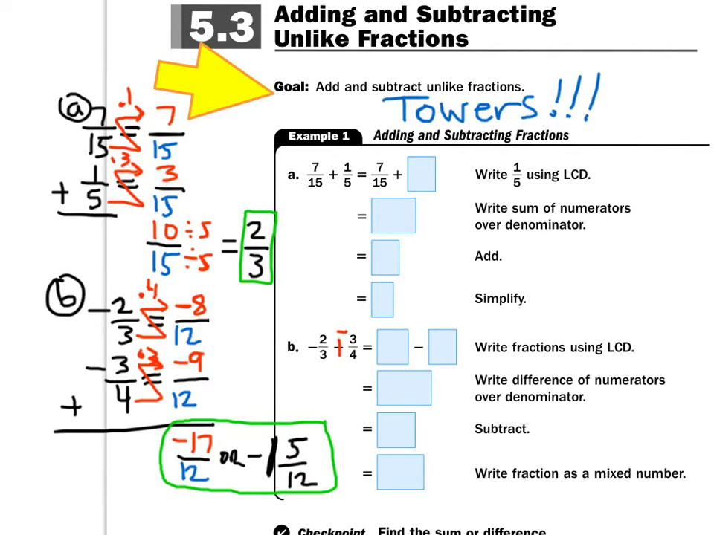And then we just add the numerators. 7 plus 3 gives me 10. And of course, when the denominators match, we just copy the denominator, the 15. So 10 over 15 can be reduced. 5 goes into both. That gives us 2 over 3.